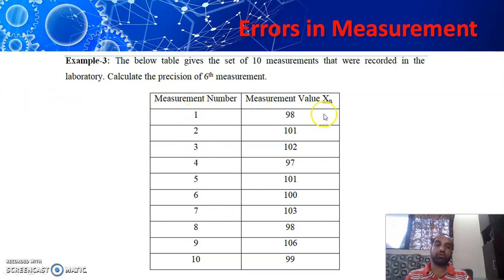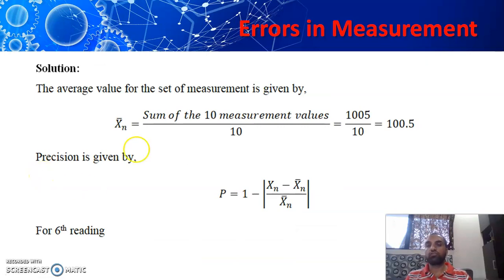See, for the first measurement, the value is 98. For the second, 101. The third one, 102. Up to the tenth, 99. And we have to find the precision for the sixth measurement. So initially, we have to find the average value. For finding the average value, it is the summation of all the measurement values divided by the total number of readings. So the summation is 1005. The total number of readings is 10.